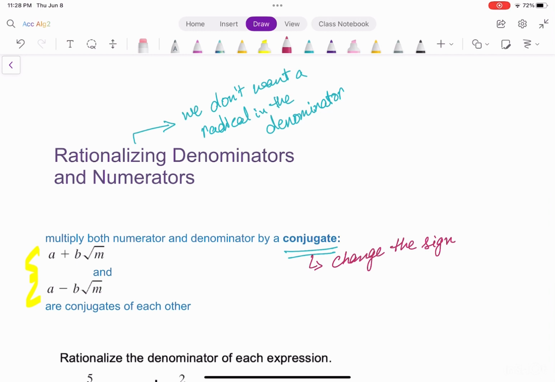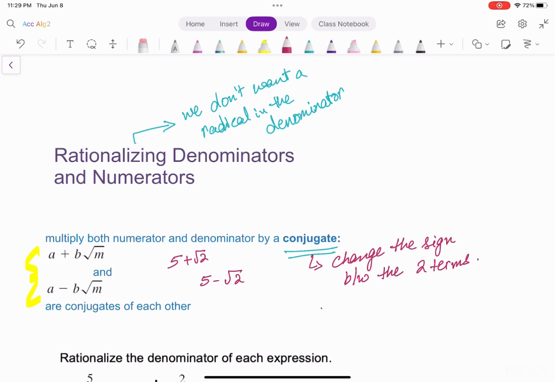For example, in this case, we have a plus b times radical m. So two terms are combined together with addition or subtraction. When we change the sign between the two terms, that becomes the conjugate. So the conjugate of 5 plus radical 2 will be 5 minus radical 2. You are just changing the operation sign. We are not changing the terms. So we can use this in two ways.